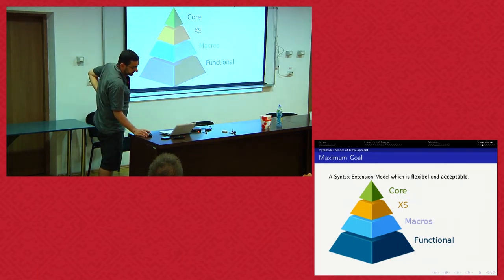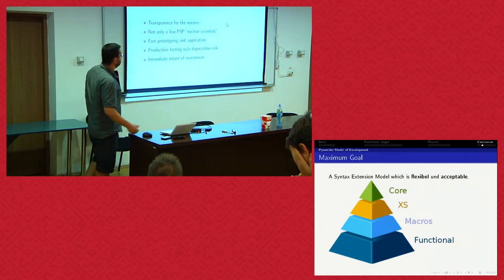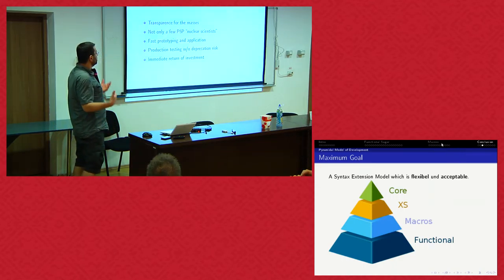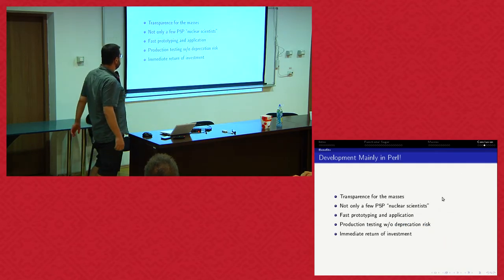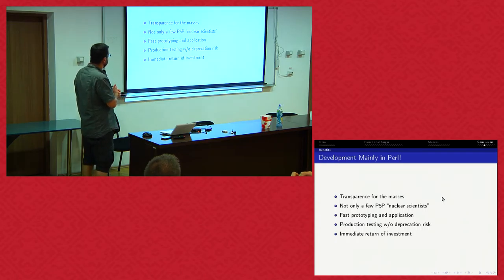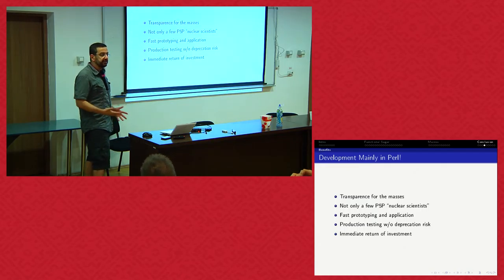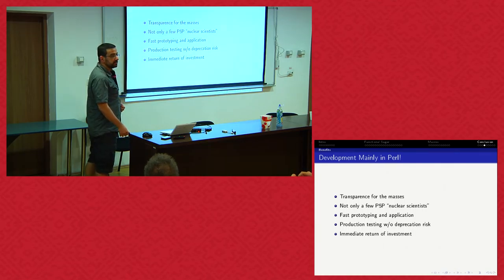So this approach is transparent for the masses. We can have many more developers who work on solutions. We don't need only the nuclear scientists of P5P, and I'm not on the P5P mailing list for good reasons. We can have fast prototyping and application of solutions, production testing without deprecation risk. Because if we build on functions, it works on 5.8 or 5.6. And we have an immediate return on investment.